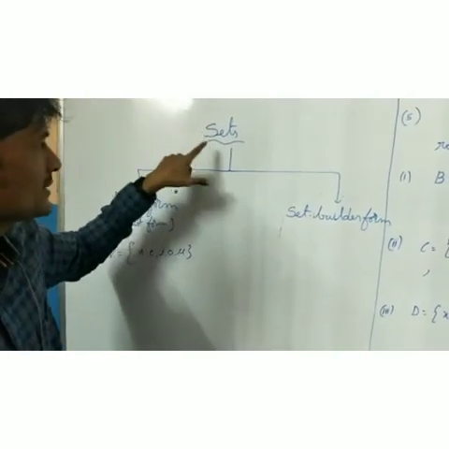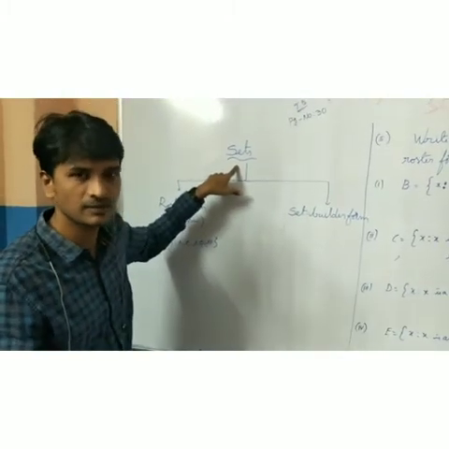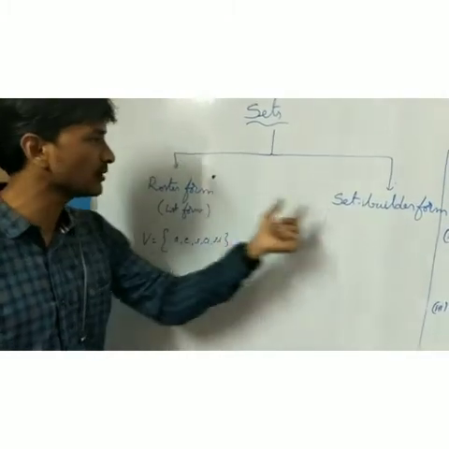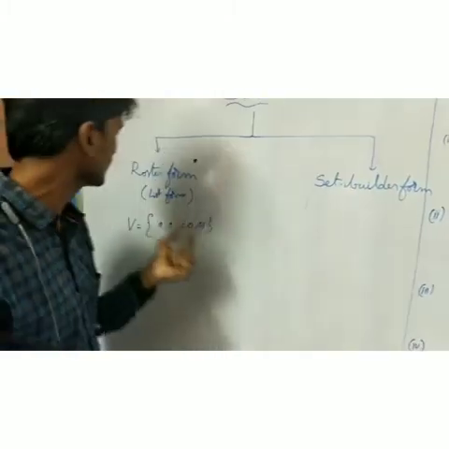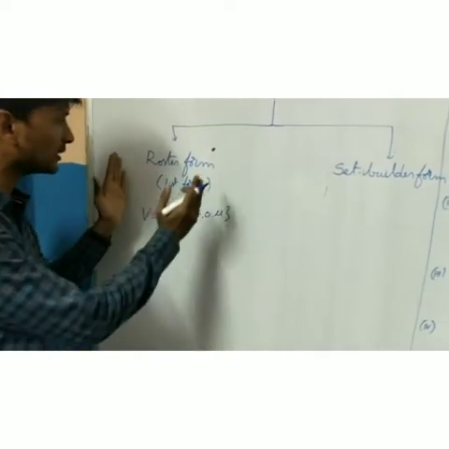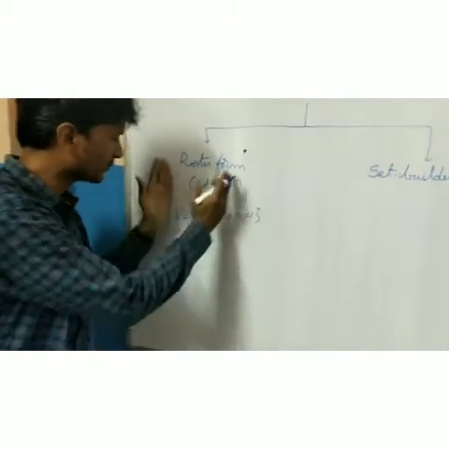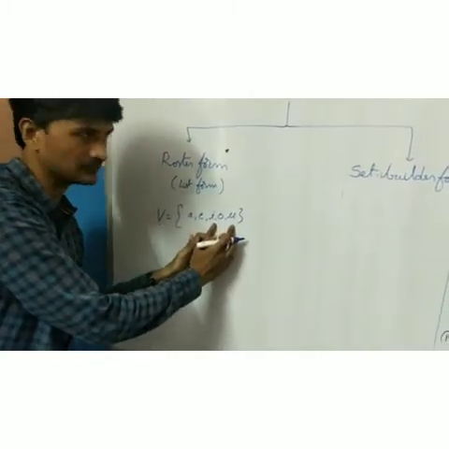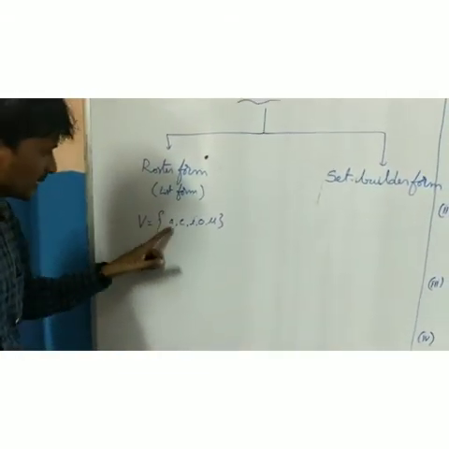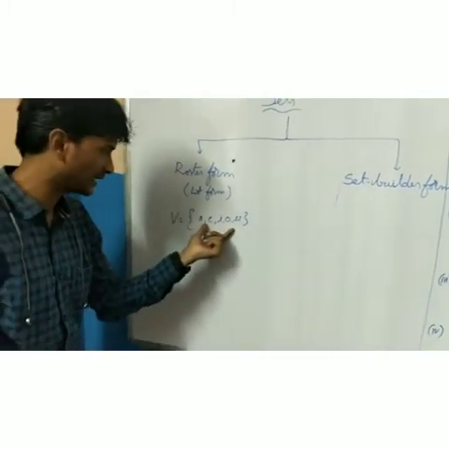What is a set? A set is a well-defined collection of objects or elements. Already we know that. So the set is divided into 2 forms. One is roster form, another one is set builder form. Roster form or list form, both are the same. So what is the definition of the roster form? In this form, elements are listed in the set. For example, set V containing A, E, I, O, U, the set has 5 elements.